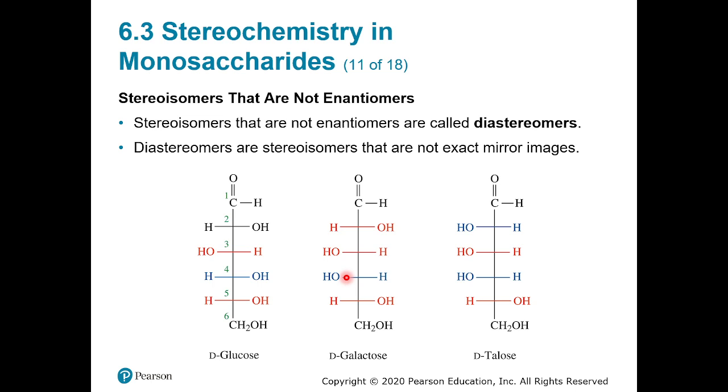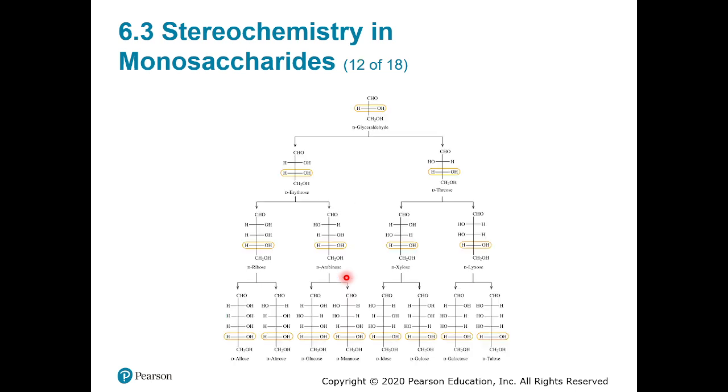We'd flip all of these, right? So we flip all of these OHs, and that would give us the L. If we wanted L-galactose, what would we do? Yeah, switch them all. If you just switch the last one, you'll actually get L of a different sugar.